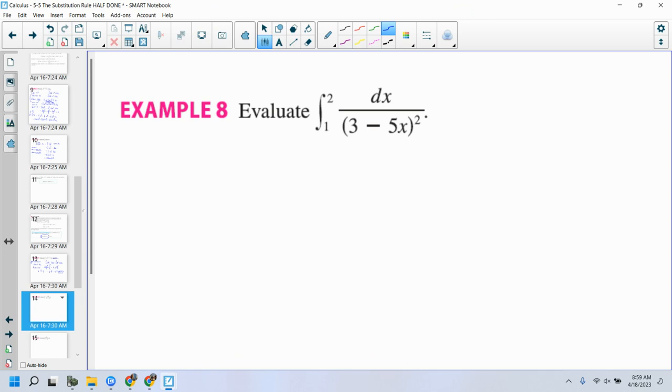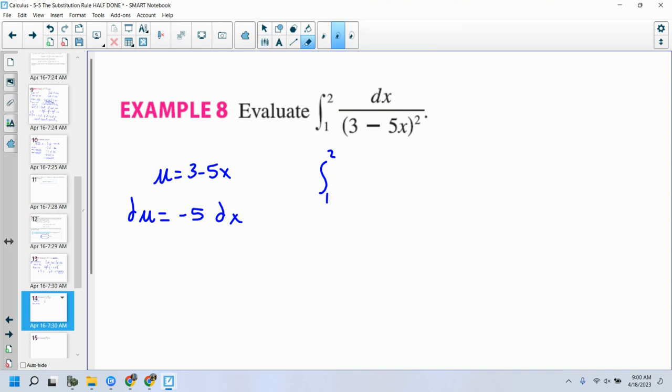All right, I got the integral from 1 to 2 of dx over (3 minus 5x) squared. Okay, what's u? 3 minus 5x. Okay, so du is negative 5 dx. Okay, so looking over here, you know what, let me take off the boundaries real quick. This is going to be, bring this dx out to the left, 1 over u squared dx on the right.